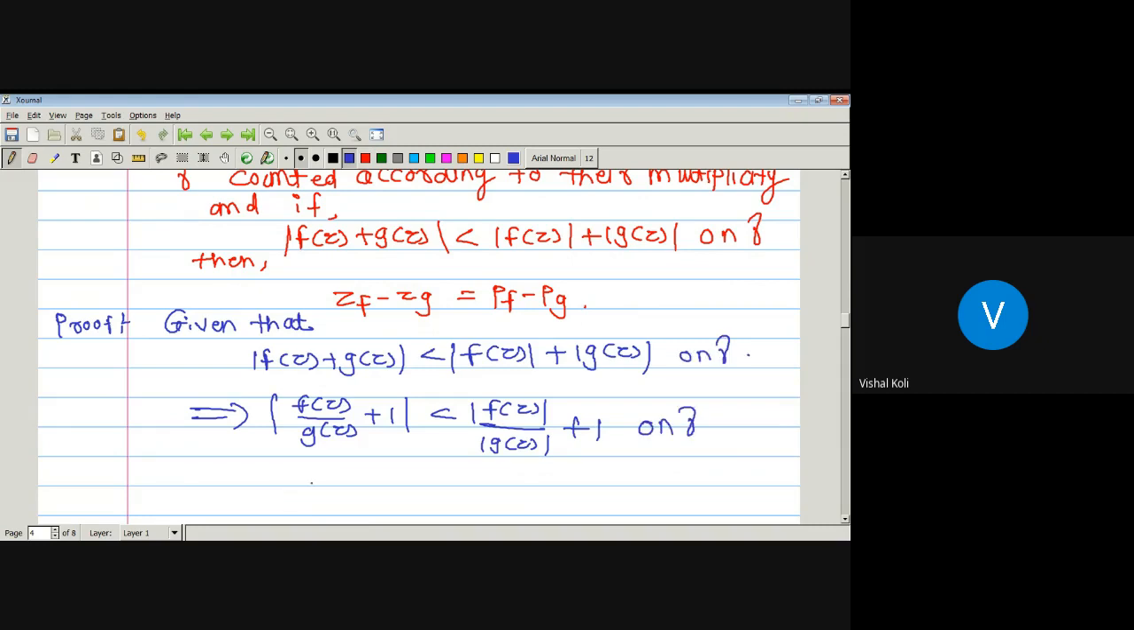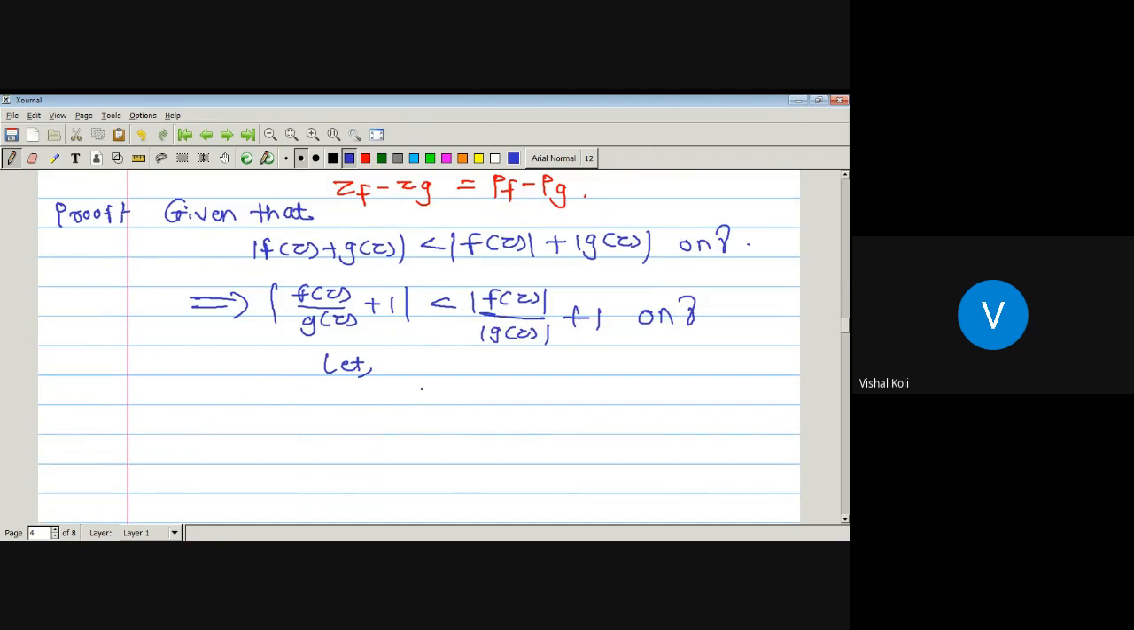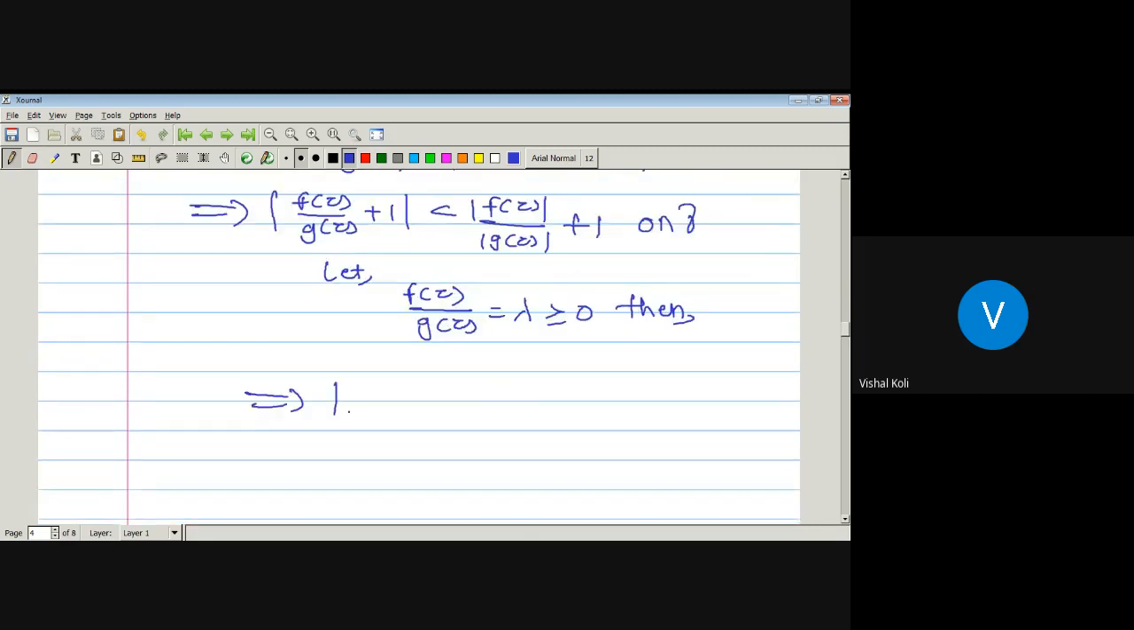Okay, now let us define f of z divided by g of z as some lambda. So let f of z divided by g of z be equal to some lambda, and suppose it is greater than or equal to 0. Here we have taken this value as lambda, which is greater than or equal to 0, which implies modulus of lambda plus 1 is strictly less than mod f z divided by mod g z plus 1. So its value will be modulus of lambda plus 1.